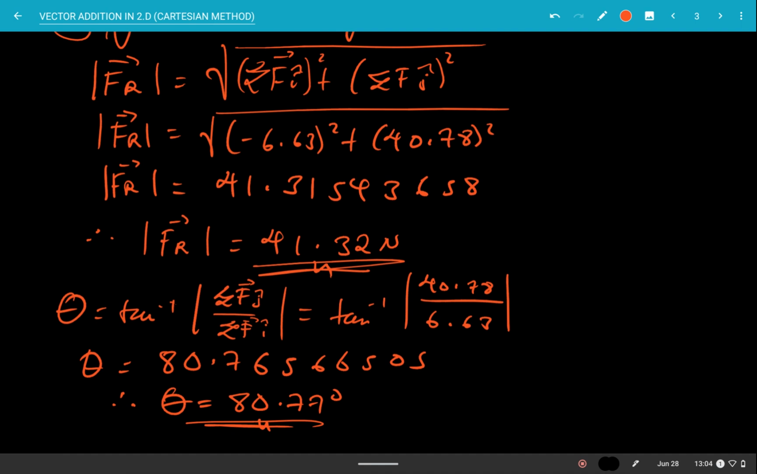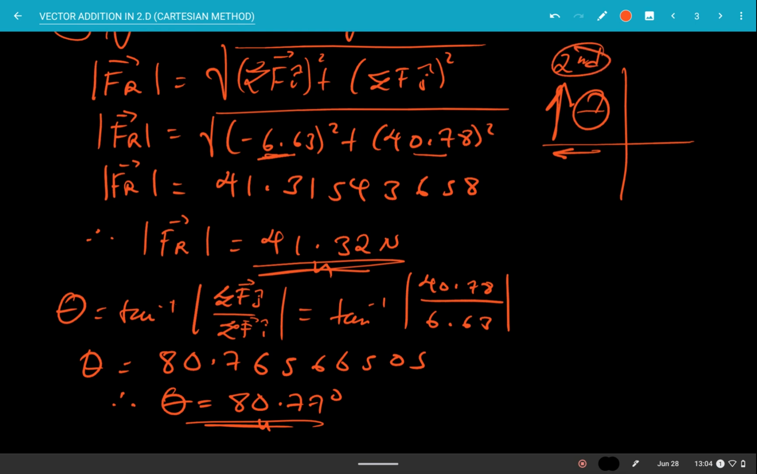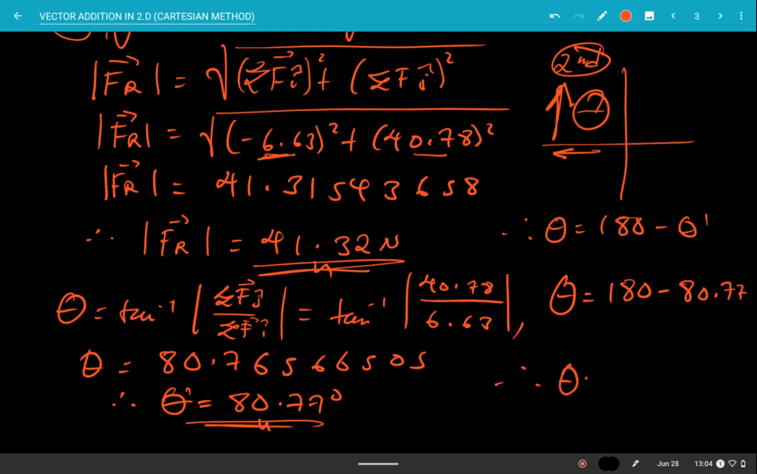Now, we can't really conclude that this is the final answer. Check the position of the sum of the components in the I and the J. If you do up the plane, you'd find that the I is in the negative axis, while the J is in the positive. So you are playing around the second quadrant. In the second quadrant, you expect theta to be equivalent to 180 minus theta prime. So I'll call this theta prime. So theta is equal to 180 minus 80.77. Therefore, our final direction, which is equivalent to the resultant, will be 99.23 degrees. And that's basically our answer.